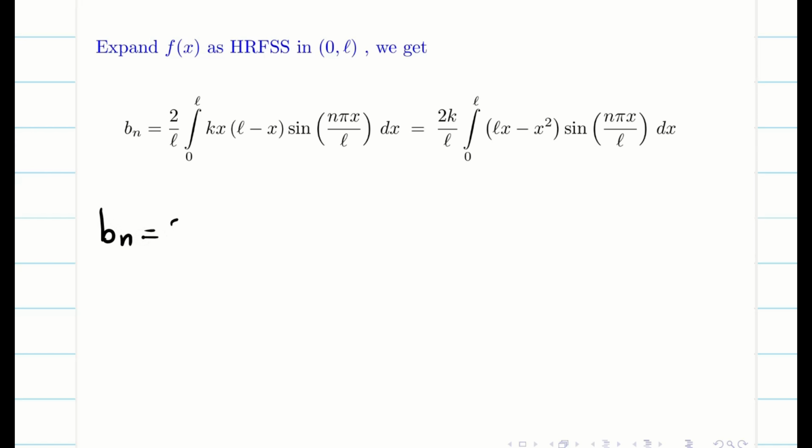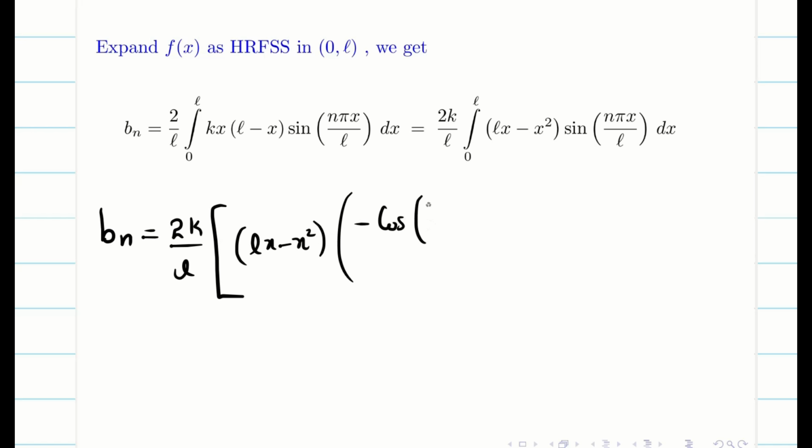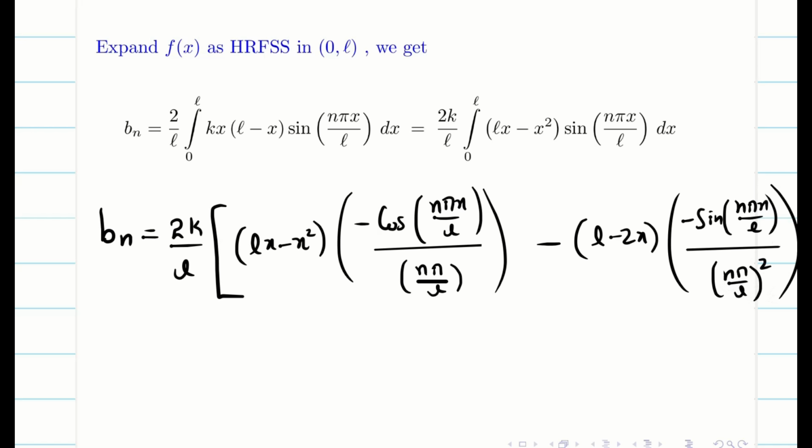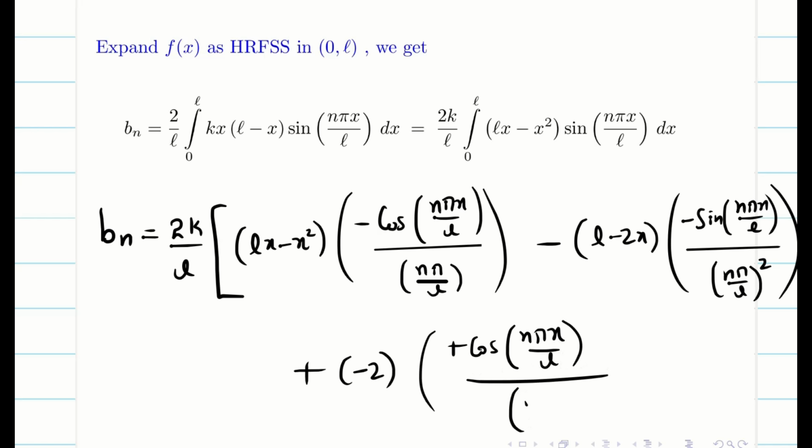Now bn is equal to 2k by L. The first term is Lx minus x square into minus cos(n pi x by L) divided by n pi by L, minus L minus 2x into minus sine(n pi x by L) divided by (n pi by L) whole square. Then the third term is minus 2 into plus cos(n pi x by L) divided by (n pi by L) whole cube, and my limits are 0, L.